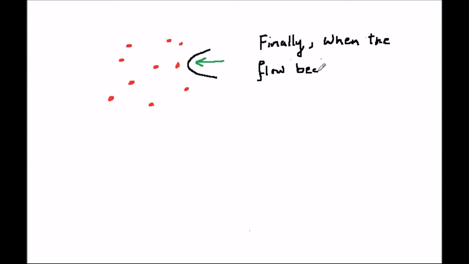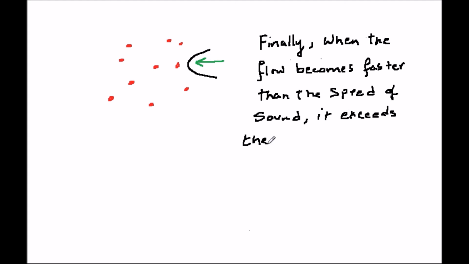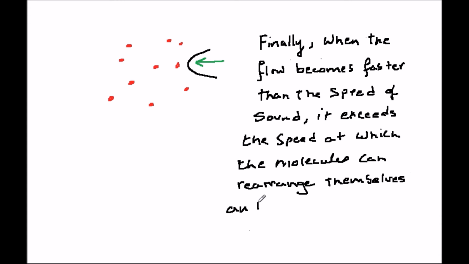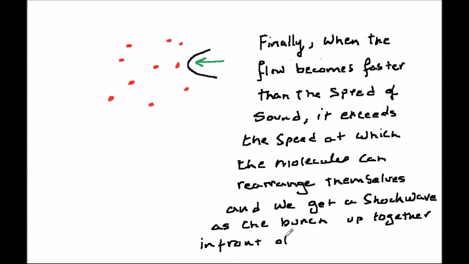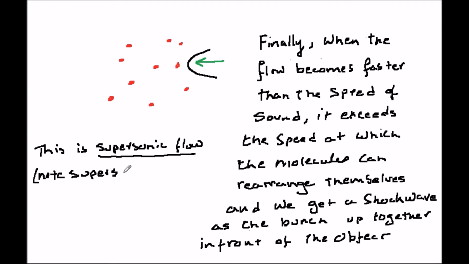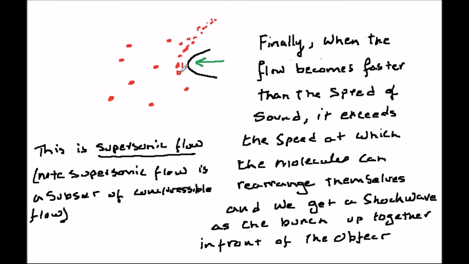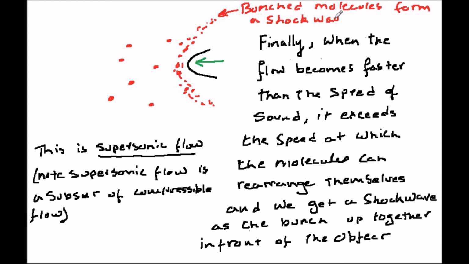Now we reach the speed of sound. The molecules now really can't get out of the way. They simply can't move fast enough when an object moves through them, and so they pile up in front of any object. And this causes a severe discontinuity in the flow, which is called a shock wave. Shock waves dominate these flows above the speed of sound, and these are generally called supersonic flows.